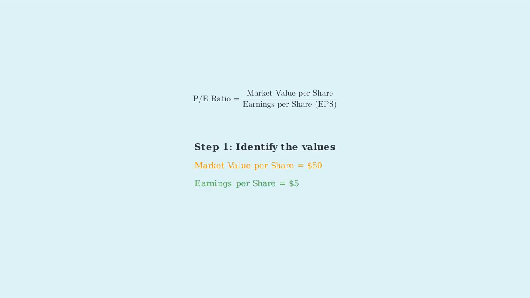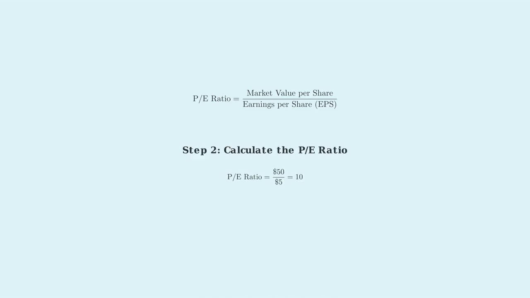The PE ratio is calculated using a simple formula. PE ratio equals market value per share divided by earnings per share. Let's break this down with our example. ABC Company has a stock price of $50 and earnings per share of $5. Now we divide the stock price by the earnings per share. $50 divided by $5 equals 10. This PE ratio of 10 means that investors are paying $10 for every $1 of annual earnings the company generates.